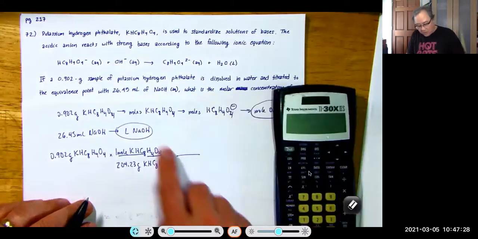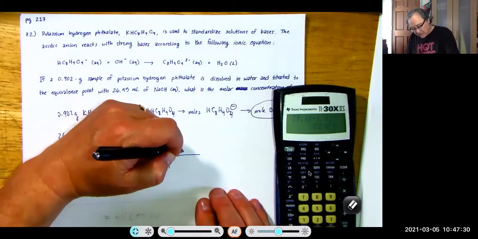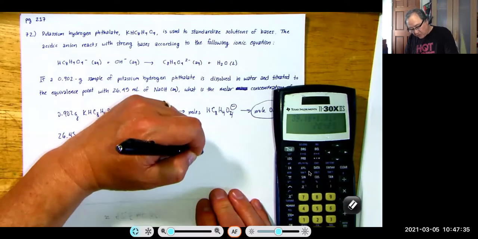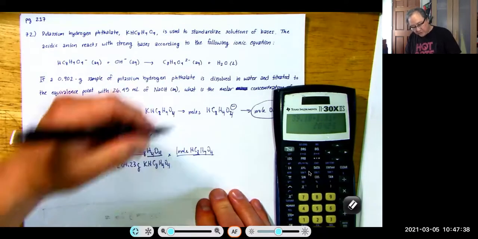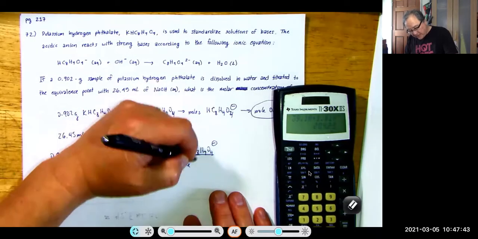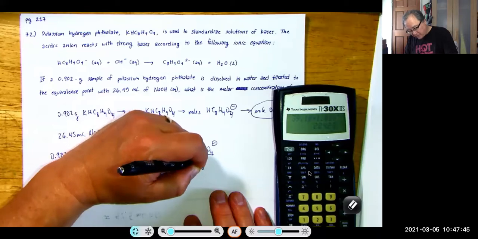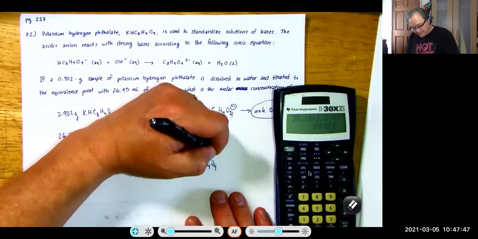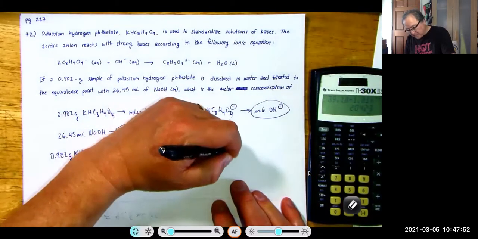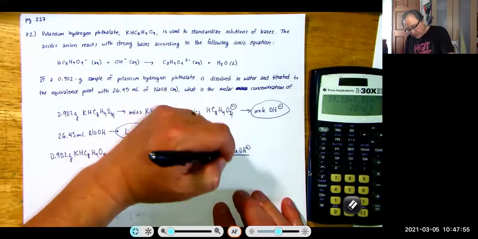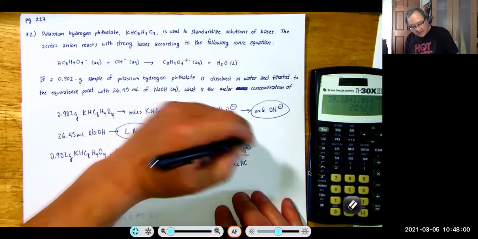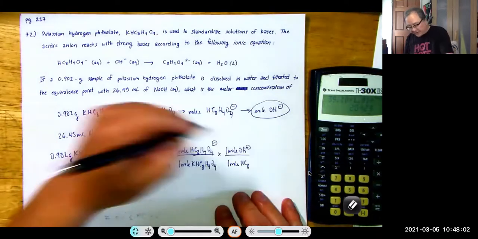Now, 1 mole of HC8H4O4 to 1 mole of KHC8H4O4. And then I have 1 mole of hydroxide to 1 mole of oxalate ion, or hydrogen oxalate ion, I should call it.